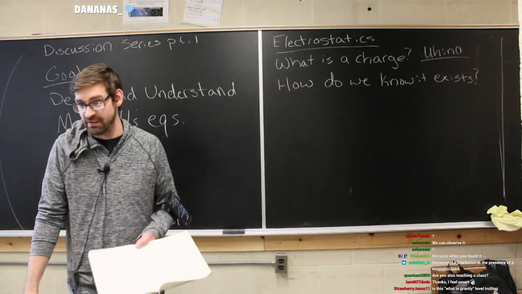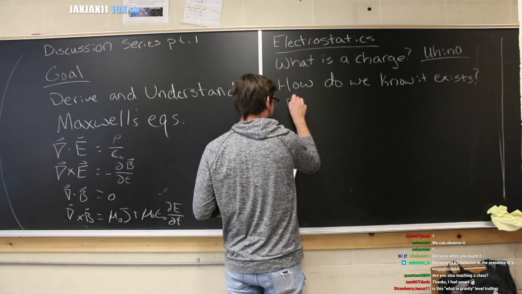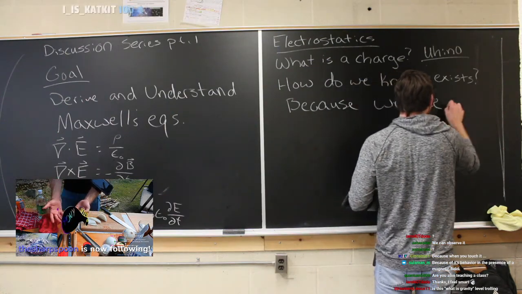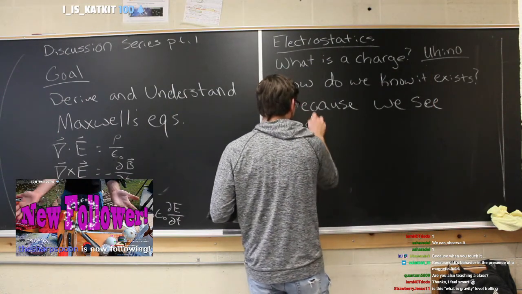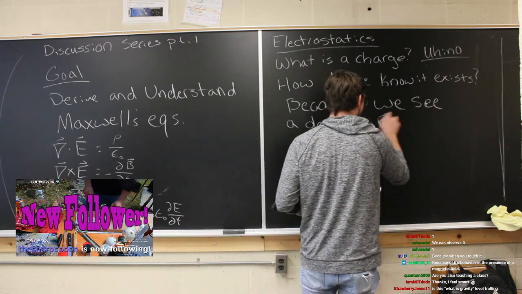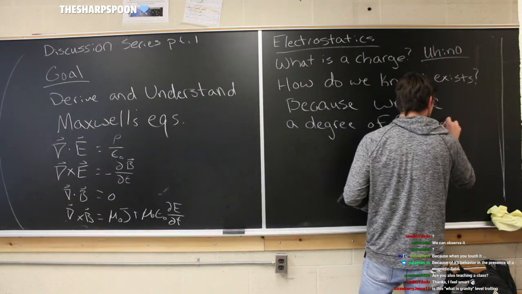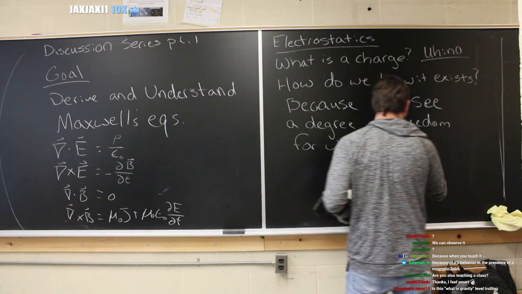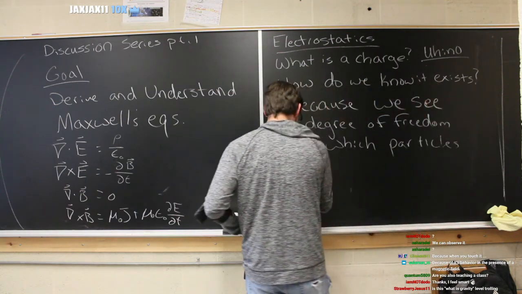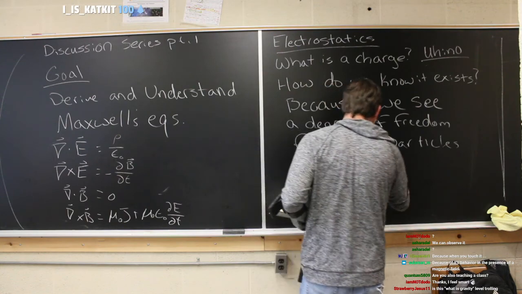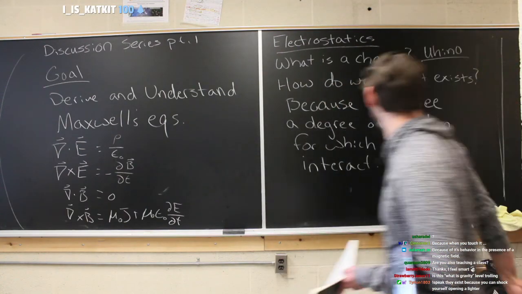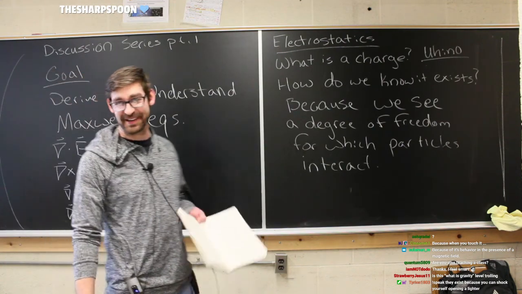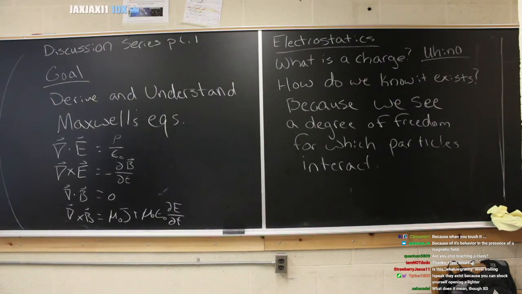That's my spelling of but we do know it exists because we can see a degree of freedom for which particles interact. I just made that up on the fly. It's not in the notes. I would have written it down if I thought of it earlier. But we see a degree of freedom, because you can shock yourself opening a lighter. Yes. We do know charge exists because we can shock ourselves with piezoelectric crystals on accident.